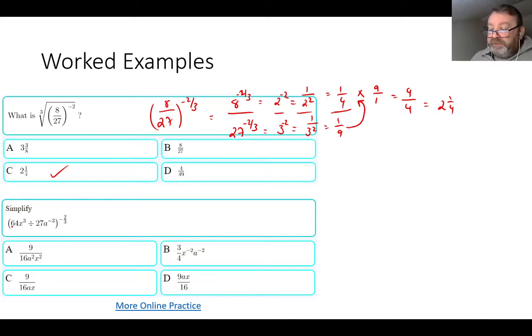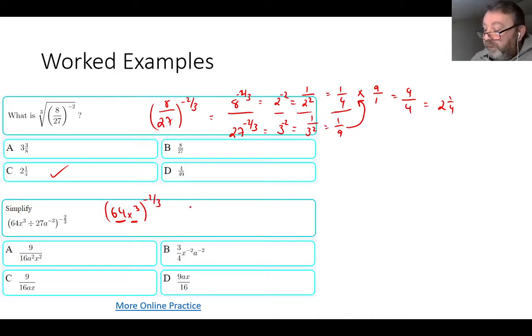Next one, 64x cubed divided by 27a to the minus 3. Now again, take each term separately. Let's take the 64x cubed, first of all, on its own, to the minus 2 over 3. The one thing you'll notice is this: we're getting the cubed root of 64, and then you're also getting the cubed root of x cubed. So there's two parts to this. Because we're dealing with the power of a third, in minus 2 over 3, the family is thirds, so it's going to be the cubed root.